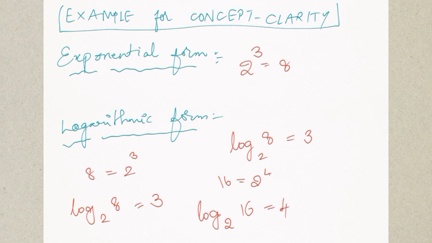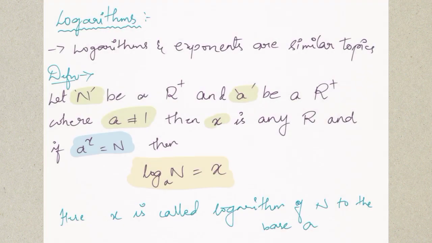So for getting 16, the base 2 has to be multiplied 4 times. So how many times it has to be multiplied is the answer for logarithms. Understood? So that is only logarithms generally. Clear? So that is very simple, but we will try to understand. We have to understand so many things in detail. So welcoming you all to logarithms. So logarithms and exponents are two similar topics, as I have already told.